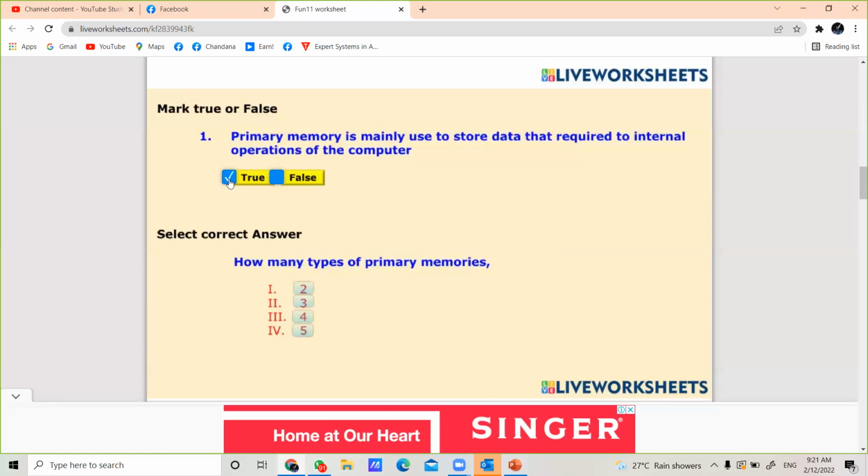Then, how many types of primary memories? Mainly 4 types of primary memories we identify here. What are the 4 types? Random access memory, RAM. Then cache memory. Another type there, registers, and ROM, read only memory. These are the 4 types of primary memories. Right, then we'll move to the next part.